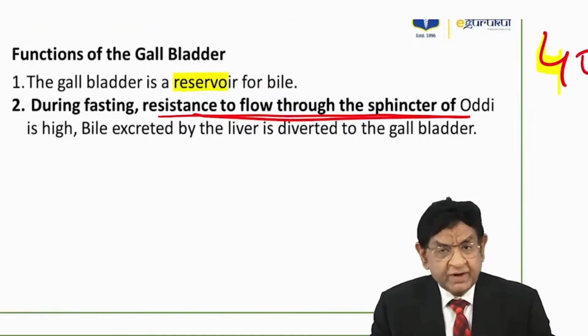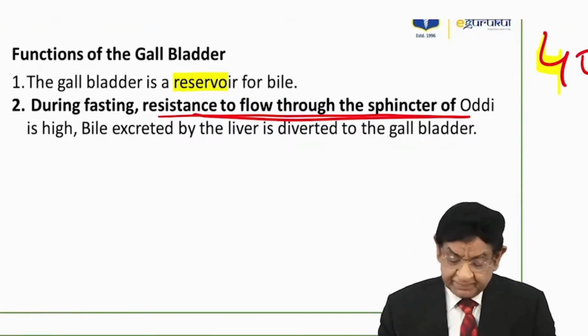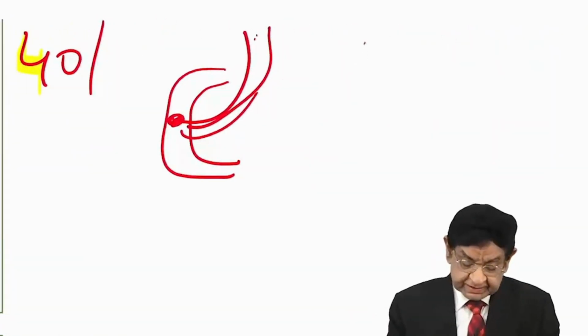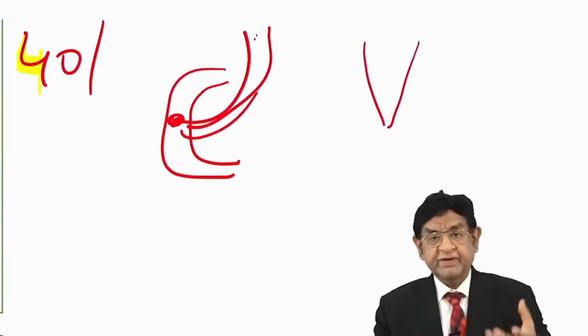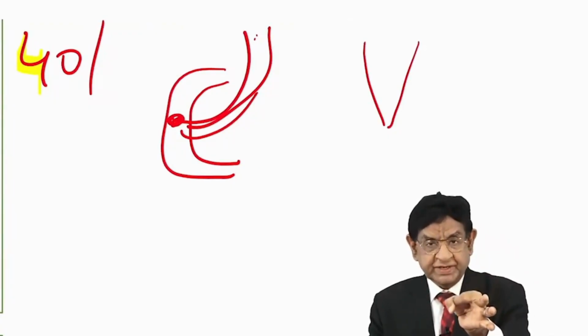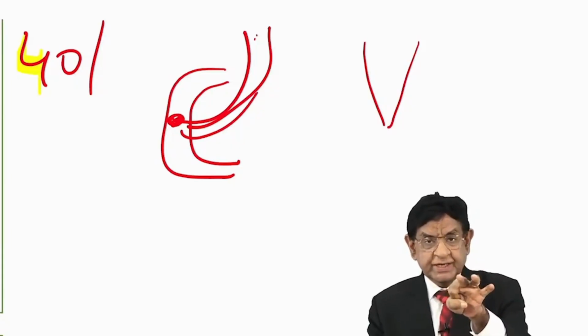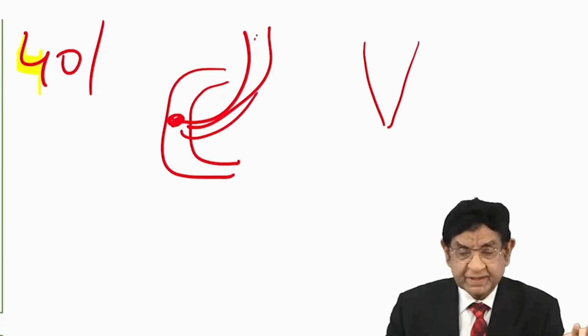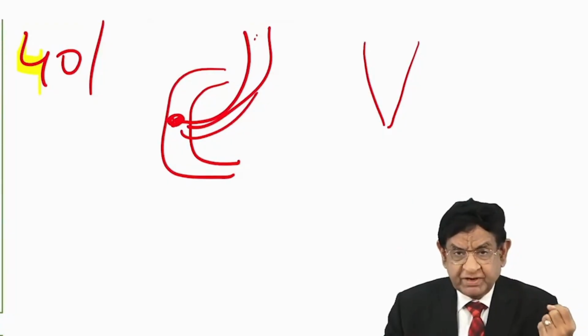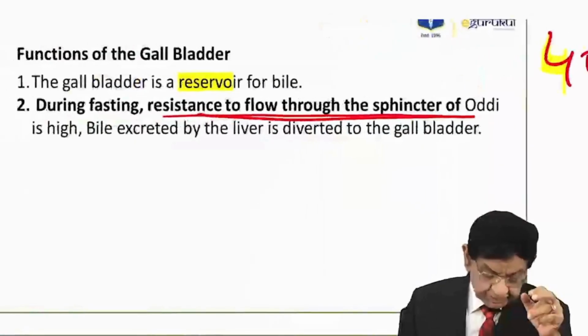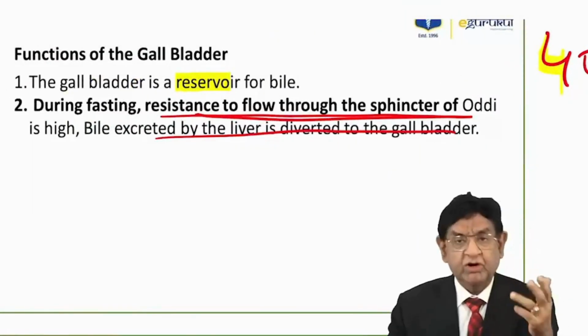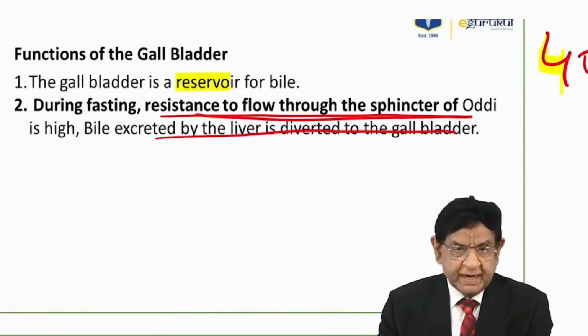If I have to give you an even better example, we studied that in the esophagus. In the esophagus, we have a lower esophageal sphincter, which remains closed when the person is not eating. Similarly, this sphincter of Oddi tends to remain by and large closed when the person is in the fasting state. So bile is diverted into the gallbladder. Understood? That's why the gallbladder is the storage house.